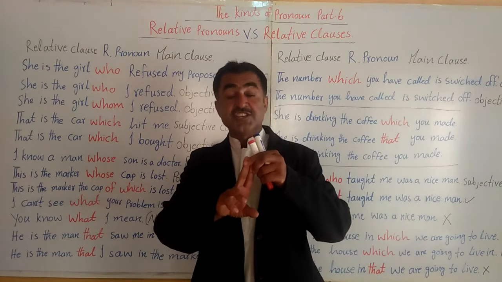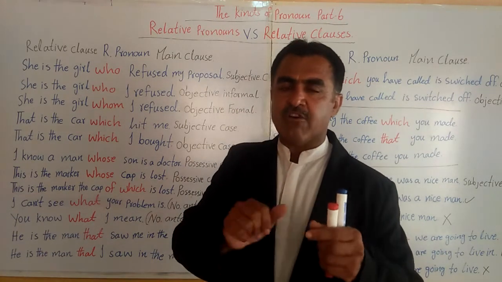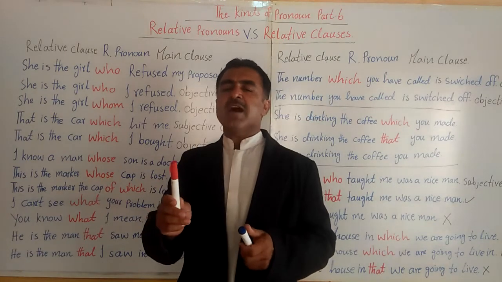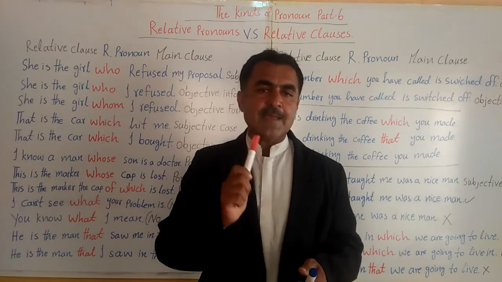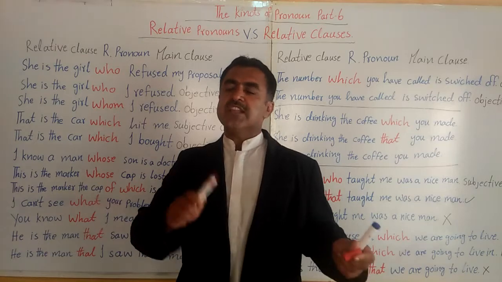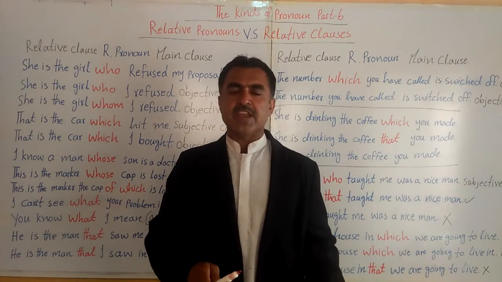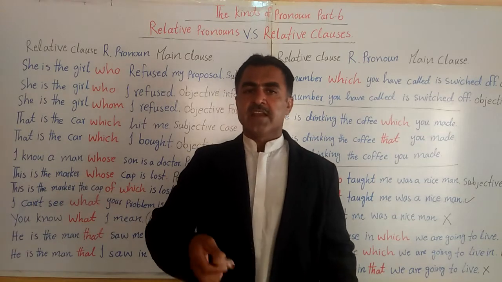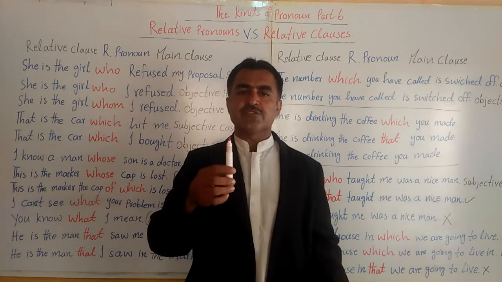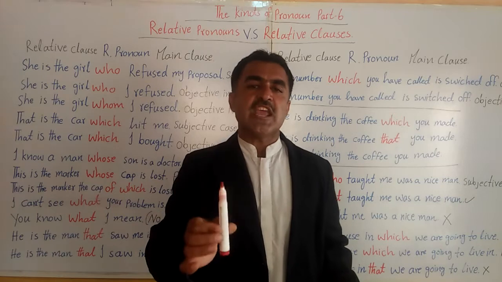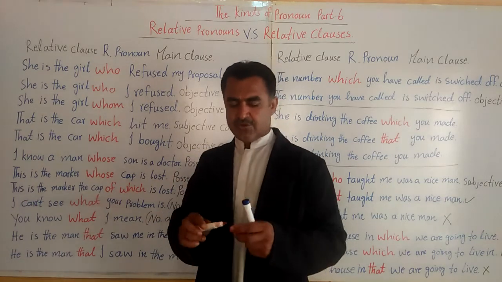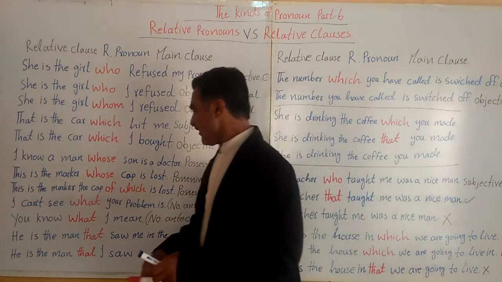Now see the difference between the formal and informal. This is the marker whose cape is lost. This is informal, I mean in spoken English. Now in written English, this is the marker, the cape of which is lost. So this is the difference.